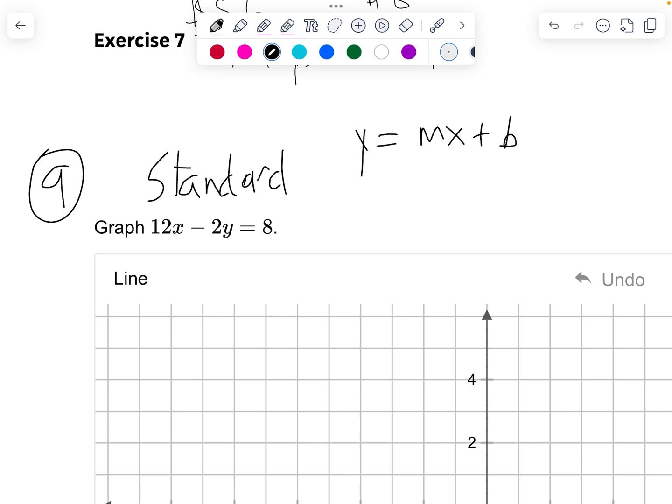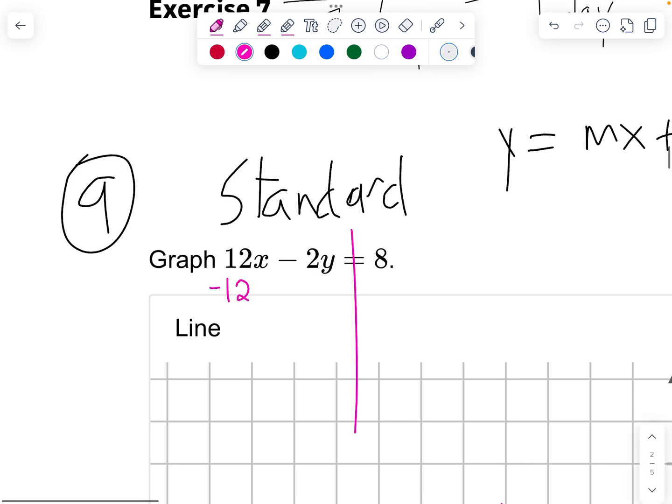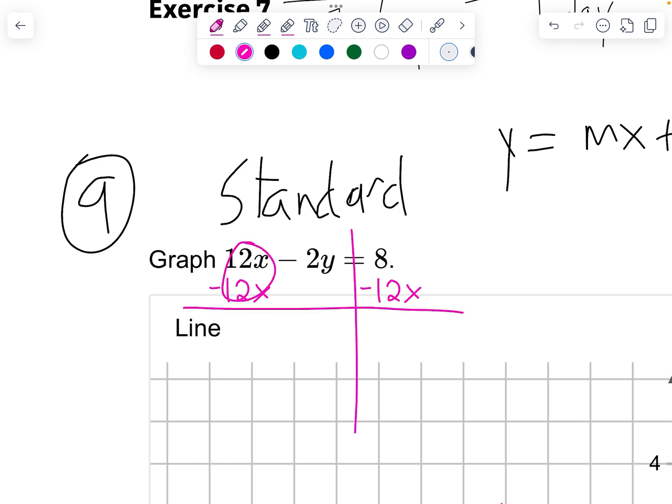Okay, so let's get rid of the x first, okay? I'm going to do my scale line. I'm going to zoom in as much as I can. I'm going to move the 12x over to the other side. How do I do that? I just do the inverse operation. I subtract, take it away, 12x. Okay, if I do it to one side, I'm going to do it to the other side. This becomes 0. What am I left with? I'm left with negative 2y equals negative 12x plus 8.